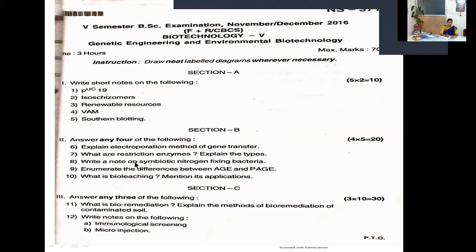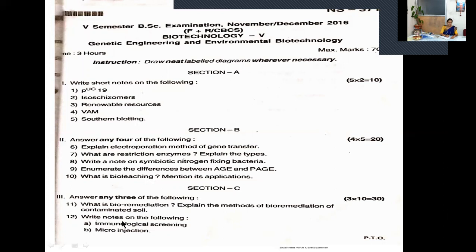Okay, so all these questions need to be answered for 5 marks. Okay, one except option will be there, other 4 you need to answer. Third main, answer any 3 of the following. What is bioremediation? Explain the methods of bioremediation of contaminated soil.